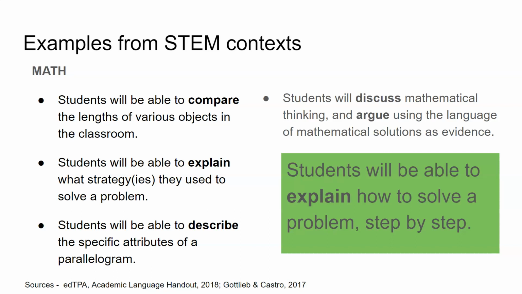Here are some examples of what the purpose for communication might be in a math context. In other words, the functions of academic English in math. Students might compare the lengths of various objects. They might explain what strategies they used to solve a problem. They might describe the specific attributes of a parallelogram, or discuss their thinking and argue using the language of mathematical solutions as evidence. And perhaps they'll explain how to solve a problem step by step.